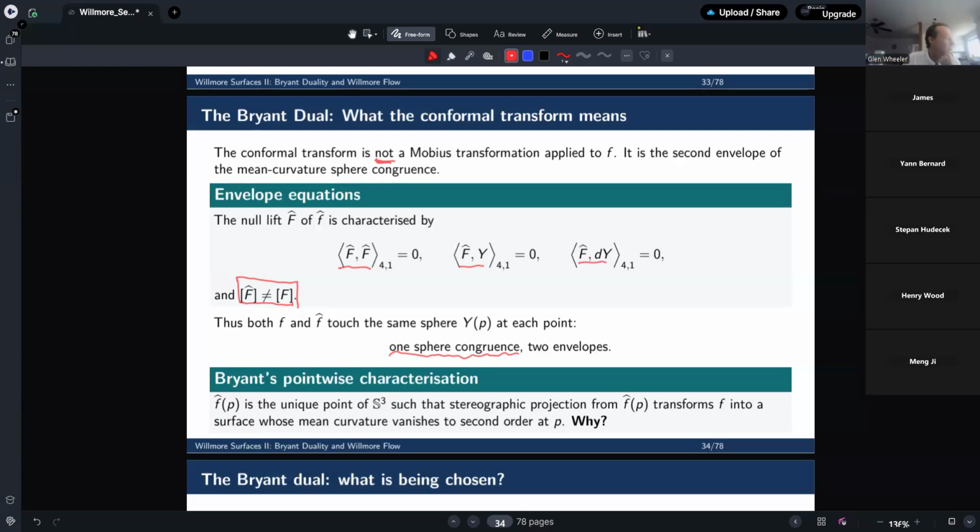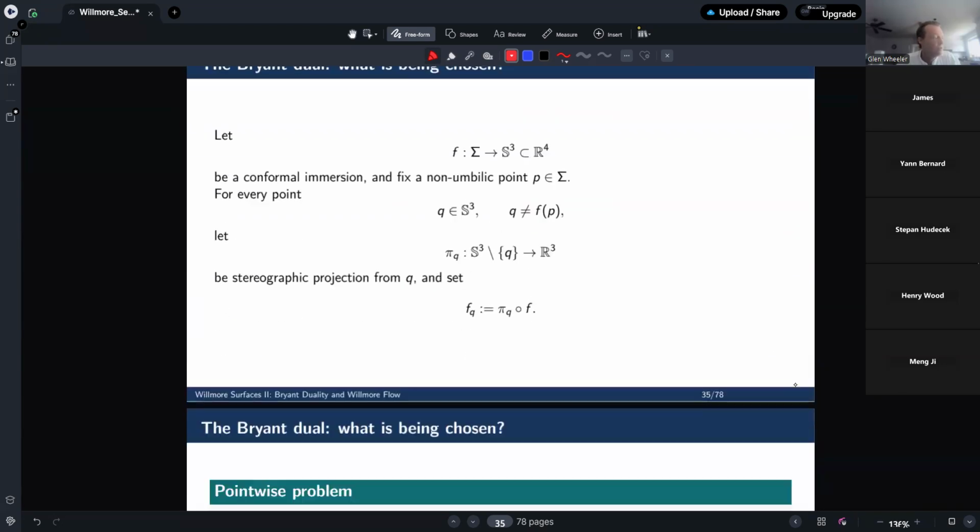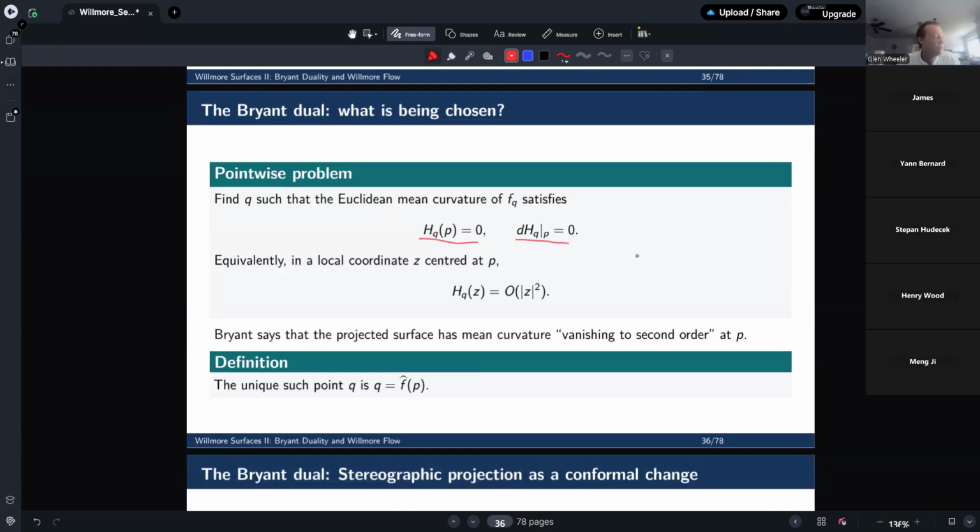Now, I'll stop before I do this, but I just want to say what the next part is. It turns out that the transform of f at a point P is the unique point whose stereographic projection from S^3 into R^3, which goes back to f, has mean curvature that vanishes to second order. So that means that the mean curvature at P is 0 and the derivative of the mean curvature at P is 0. I do want to show those calculations, but I will do it next time. So you've got mean curvature 0 and the derivative of mean curvature is 0, and that's really important for the calculations later.